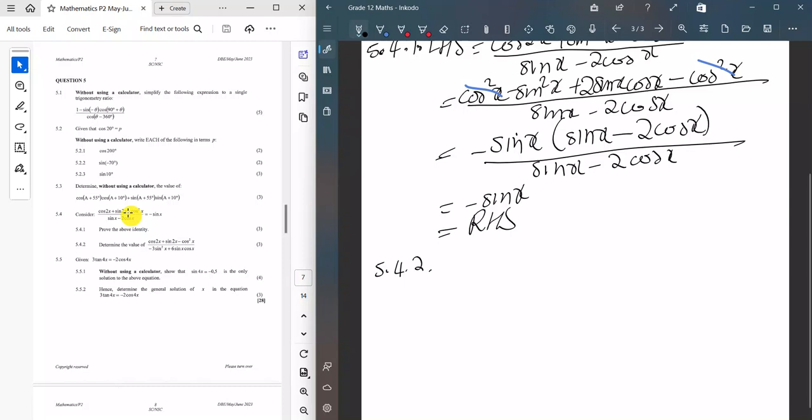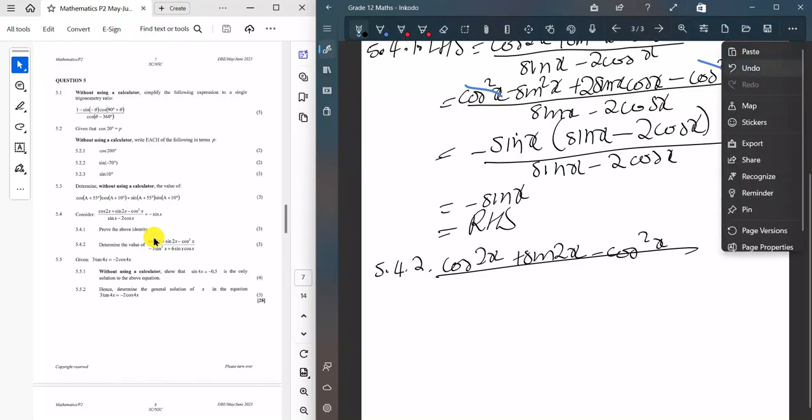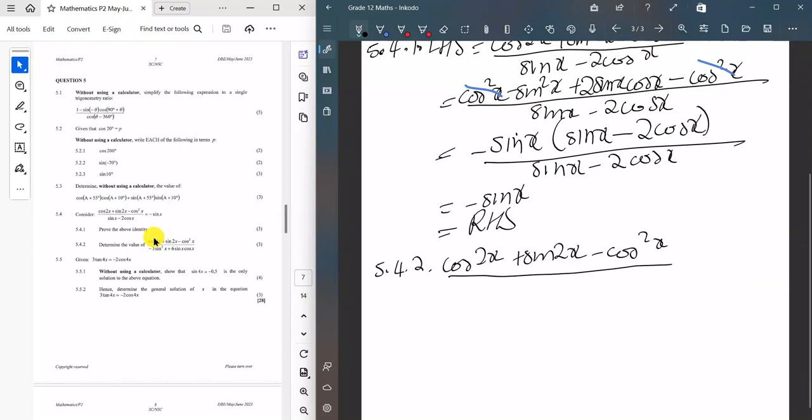However, I don't mind. I will repeat it because I do see the denominator is changed, like really changed, right? And it's okay. Let's proceed. So we'll take it and say cos 2x plus sine 2x minus cos square x all over negative 3 sine square x plus 6 sine x cos x.